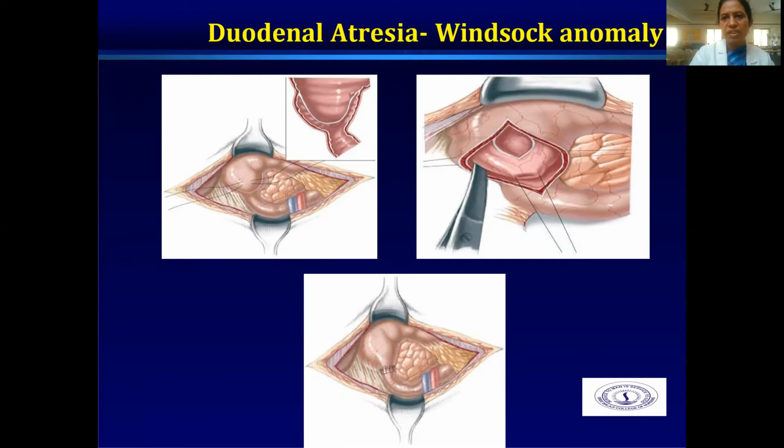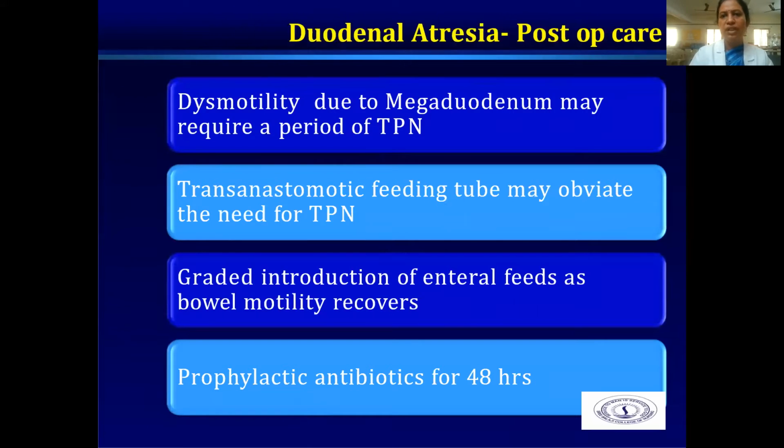That is duodenal atresia, the windsock anomaly. Now, duodenal atresia, the post-operative care. What kind of post-operative care should we give to the patient? Dysmotility due to megaduodenum may require a period of transplacental parenteral nutrition.